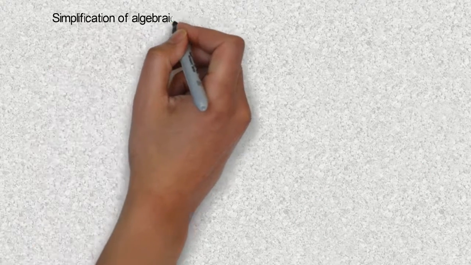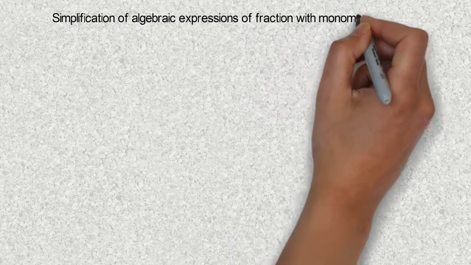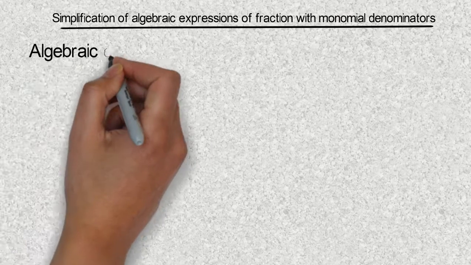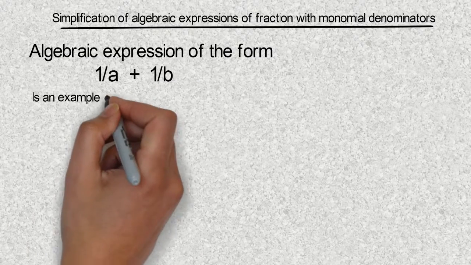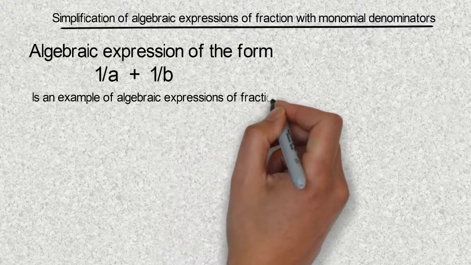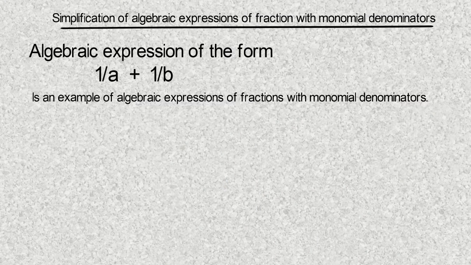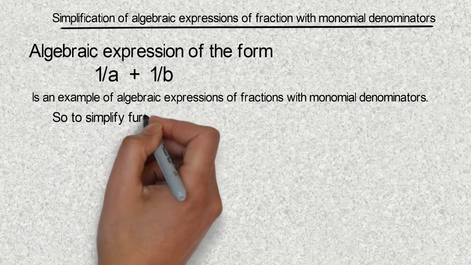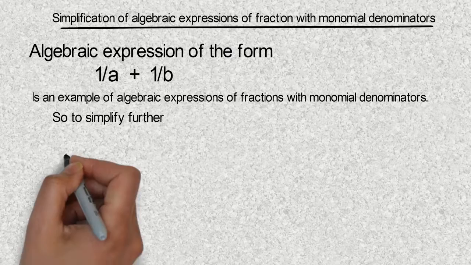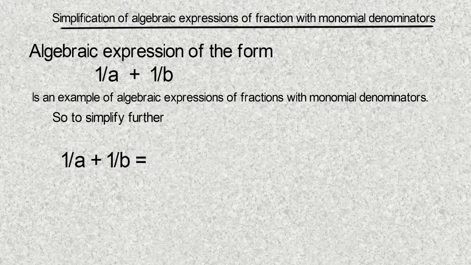Also, let's look at simplification of algebraic expression of fractions with monomial denominators. What do I mean by this? An algebraic expression of the form 1 over a plus 1 over b is an example of an algebraic expression of fraction with monomial denominators. So to simplify this further, what do I do? I have 1 over a plus 1 over b. I find the LCM of both, which will give me what? ab.